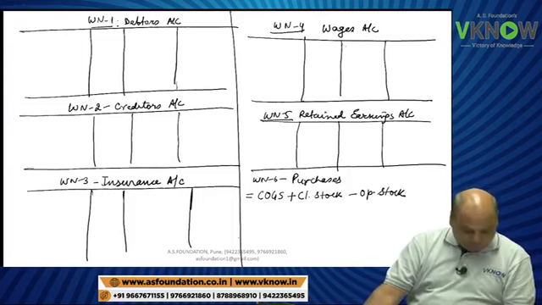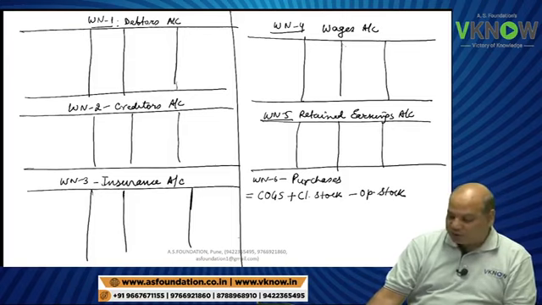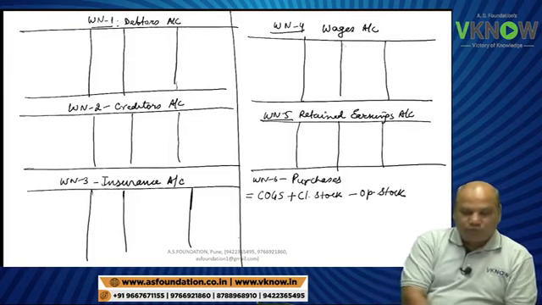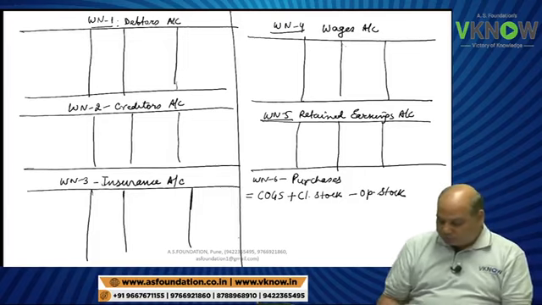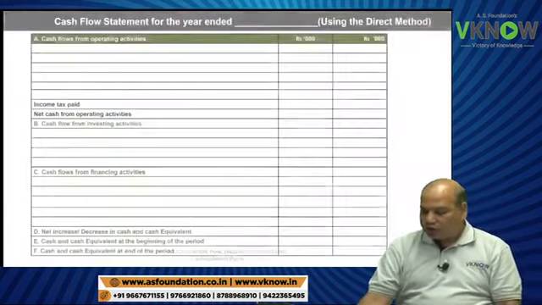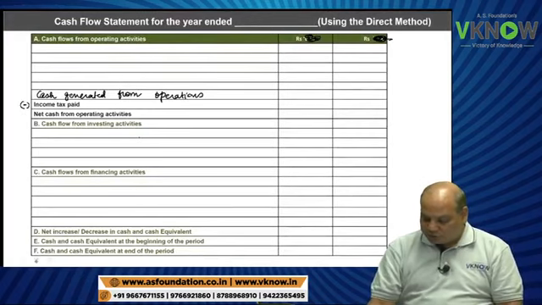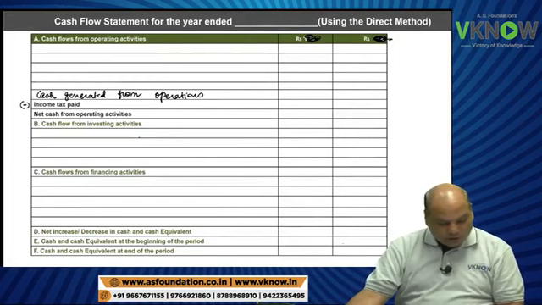This is the problem under direct method, and the same question we have to solve under indirect method also. So if you are ready, we can start. Cash, write down in the main page. Cash and cash equivalent at the beginning 14,000, and at the end 4,000.